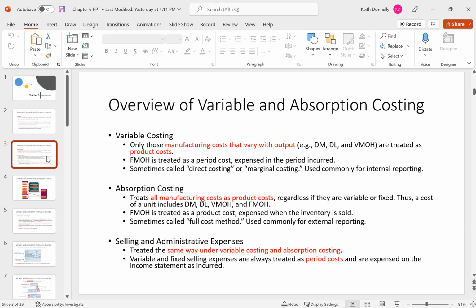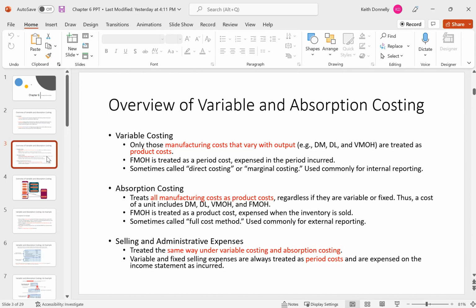Okay, so let's look at some more items here. A lot of this is going to be what I just said, but hey, the more you hear it, the better. With variable costing, when they're looking at manufacturing costs, only those manufacturing costs that vary with output, namely your direct materials, your direct labor, and your variable manufacturing overhead, are going to be product costs. Debit inventory, debit WIP in that case. Fixed manufacturing overhead, as we just discussed, is going to be a period cost. Expense it in the period it incurs.